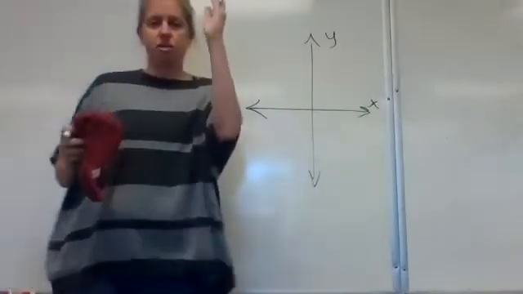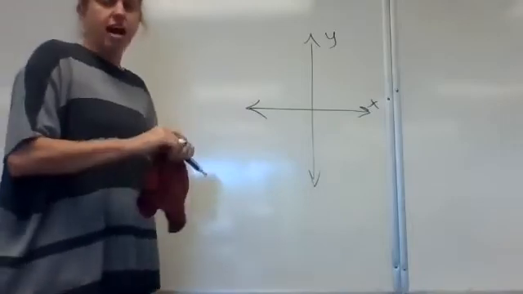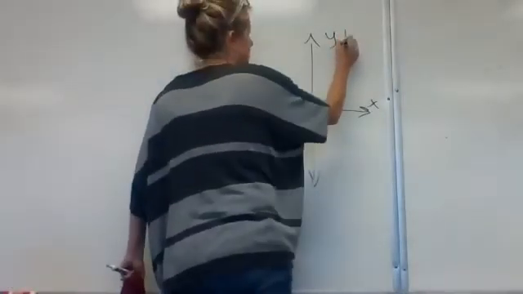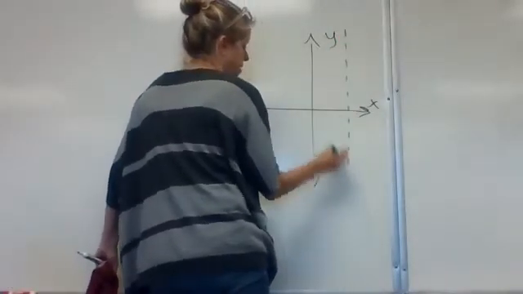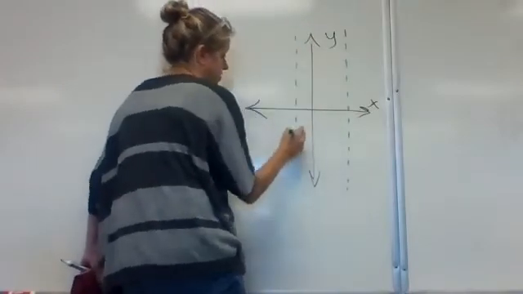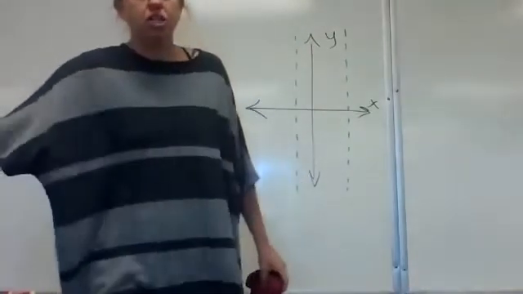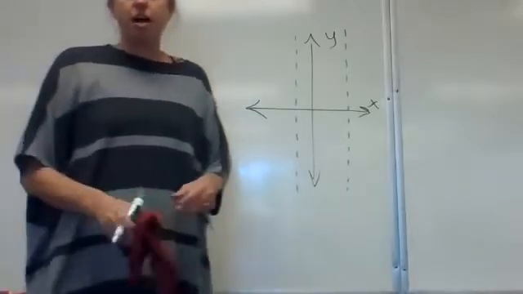The vertical line is the one that goes straight up and down, right? A vertical asymptote is represented by a dashed line on paper. So you may have 1, you may have 2, it just depends. That's what it's going to look like on paper.